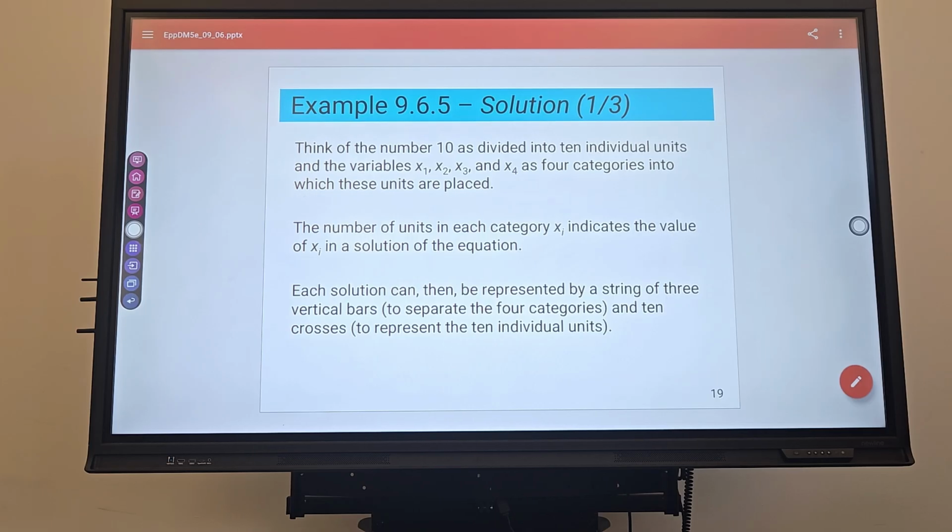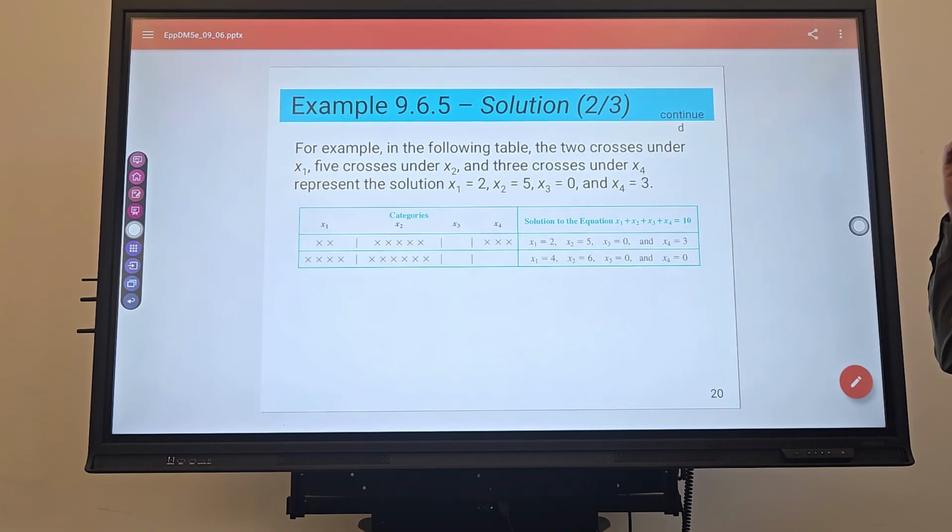Each solution can then be represented by a string of vertical bars to separate the categories and 10 crosses to represent the 10 individual units. For example, in the following table, the 2 crosses under x1, 5 under x2, and 3 crosses under x4 represent a solution equal to x sub 1 equals 2, x sub 2 equals 5, x sub 3 equals 0, and x sub 4 equals 3. So you get 2 plus 5 plus 0 plus 3, which is 10.